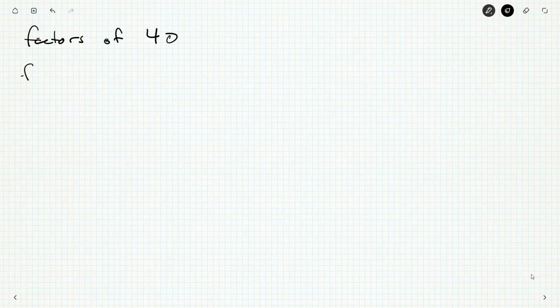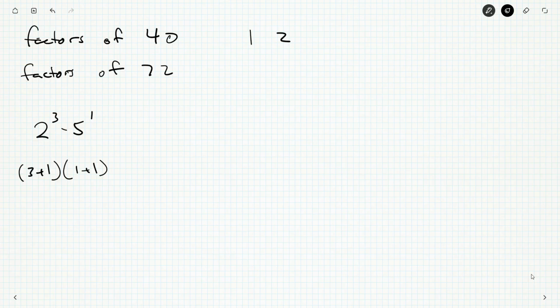So factors of 40, factors of 72. So what are the factors of 40? Now, the problem with this is what if I don't list an appropriate factor, okay? So you have to use a bit of trial and error. You can also use that technique I just showed you. I know 40 is 2 cubed times 5 to the 1, so there should be 3 plus 1 times 1 plus 1. There should be 8 factors of 40. That's a great way to test whether or not we missed one in the list. 1, 2, 4, 5, 8, 10, 20, 40.